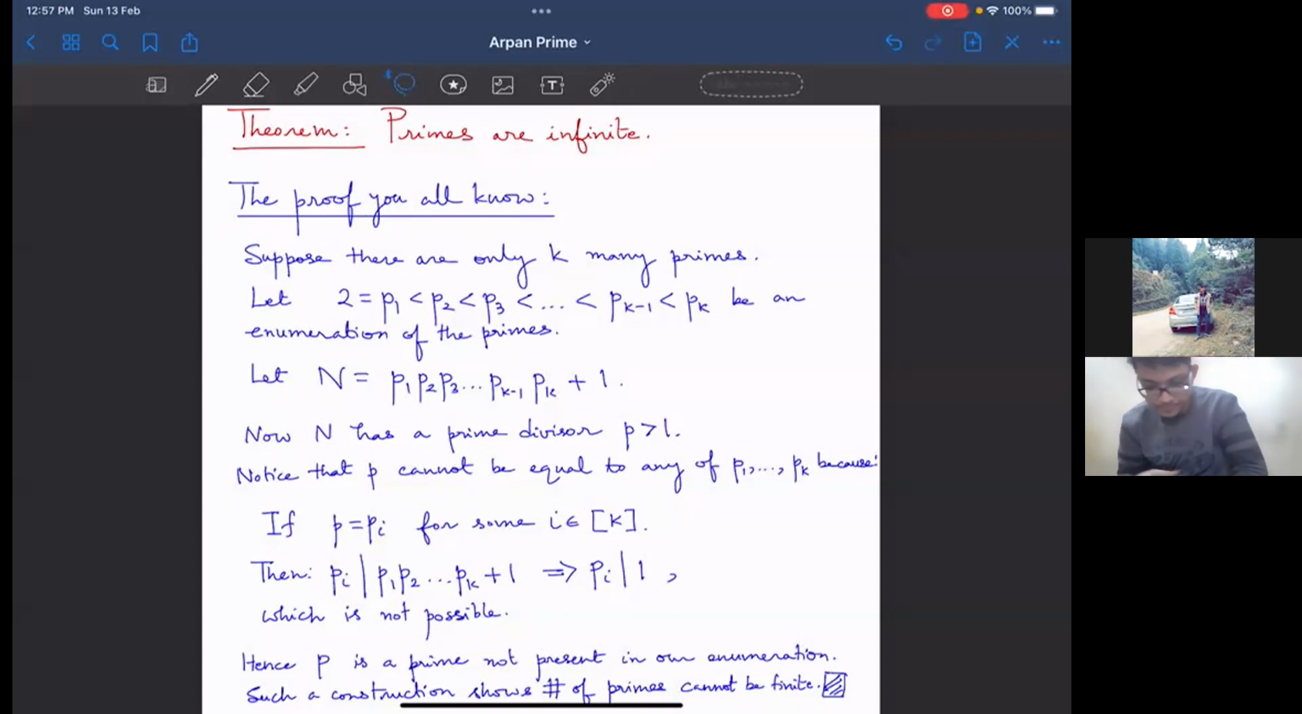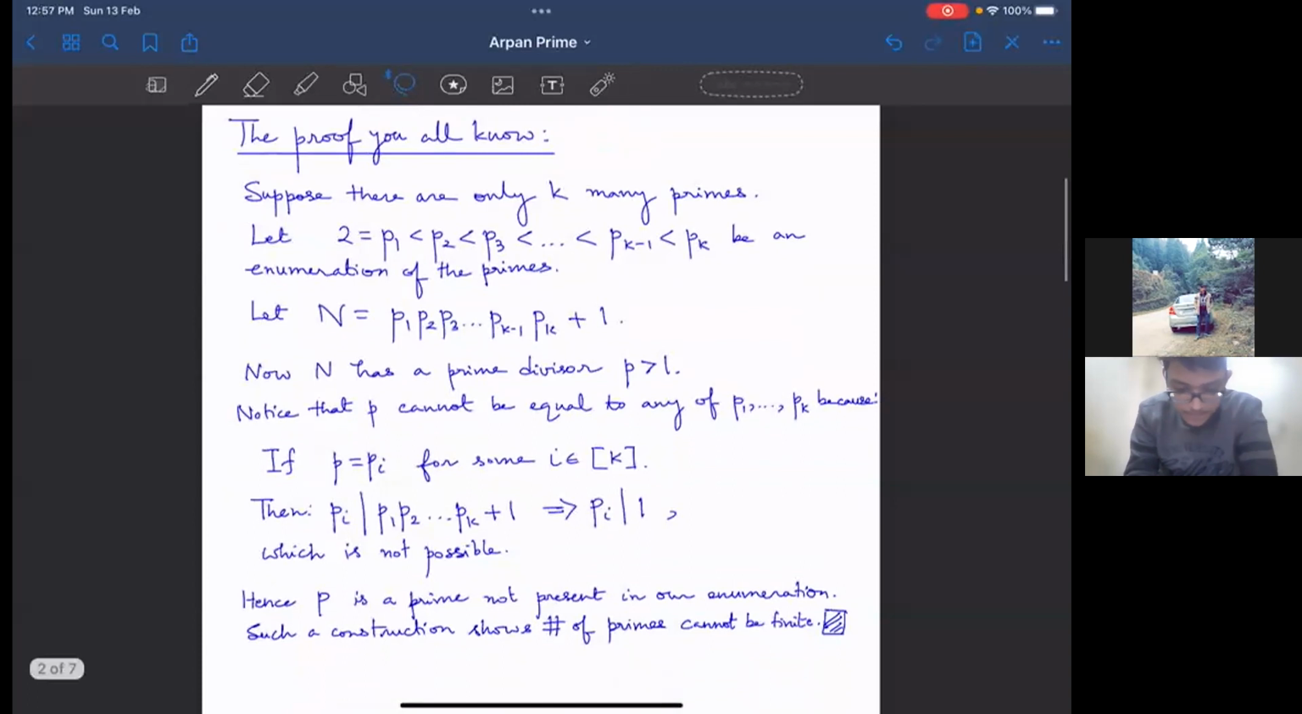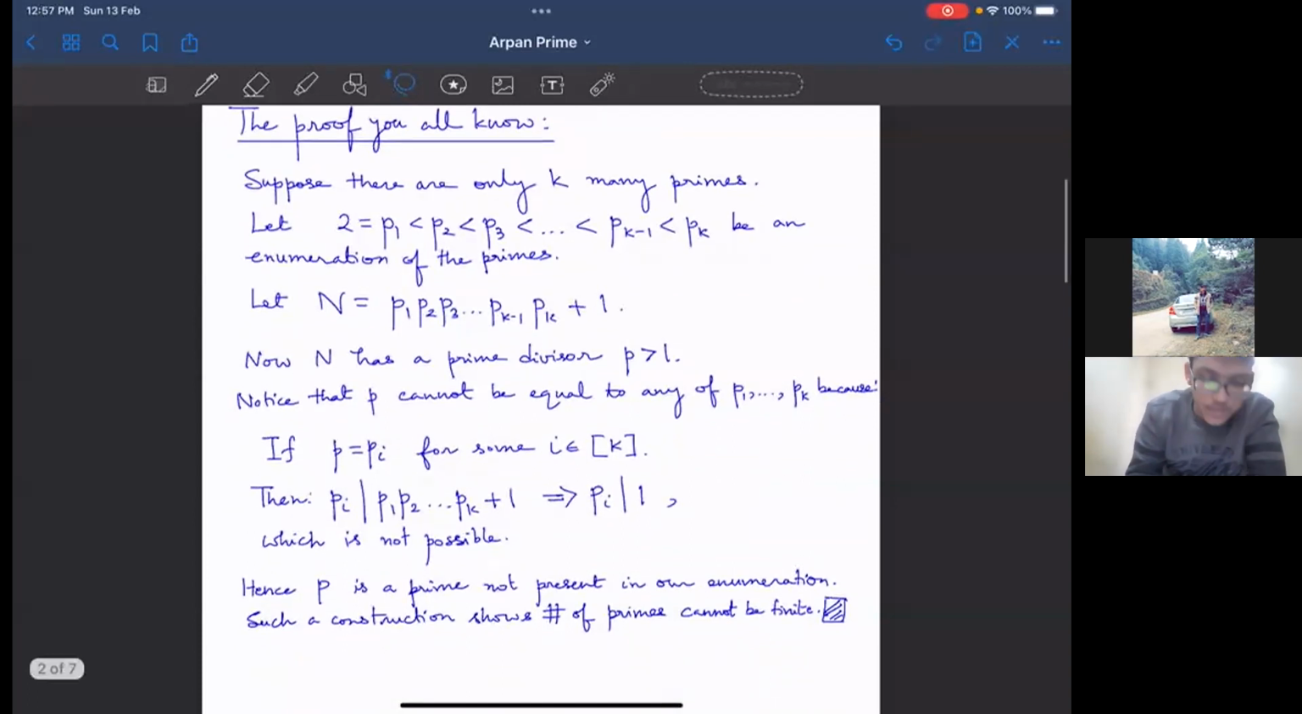So the proof goes as follows. This proof is due to Euclid. Suppose there are only k many primes, and let P1 equal to 2, P2, P3, all the way up to Pk be an enumeration of all the primes. So basically, P1 equal to 2, P2 equal to 3, P3 equal to 5, and so on.